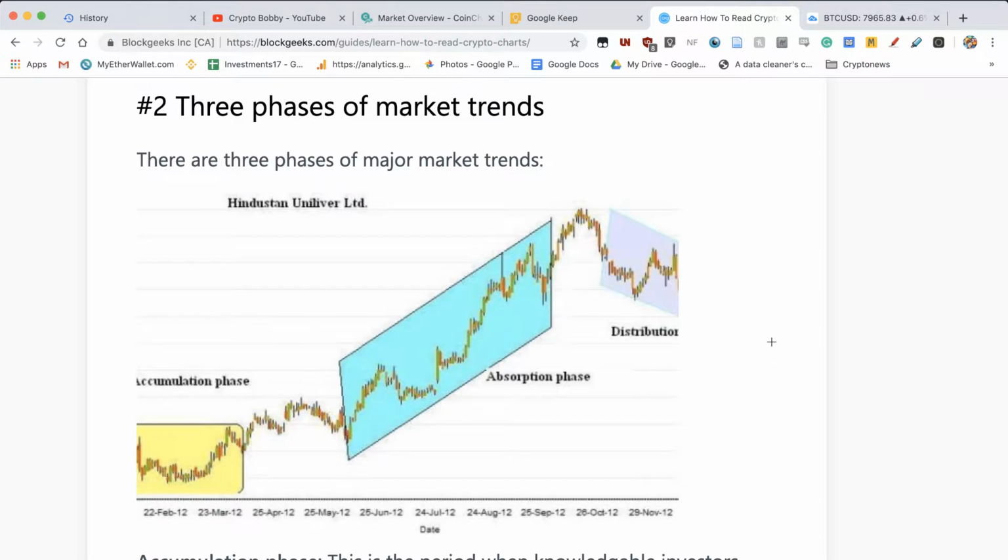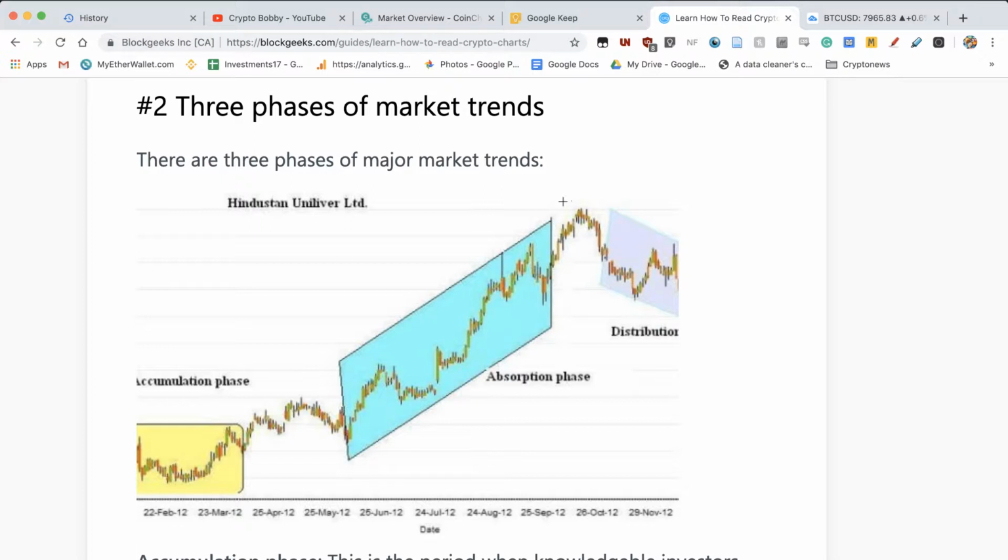When we look at the market, there are 3 important market trends. You've got the accumulation phase, which is more of a sideways trading phase. Then you've got the absorption phase, which would be in a bullish trend, and the price is going up in a channel.